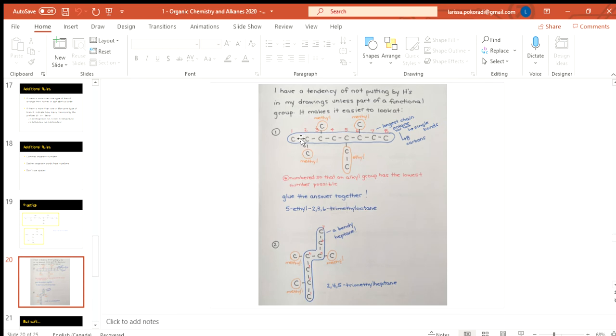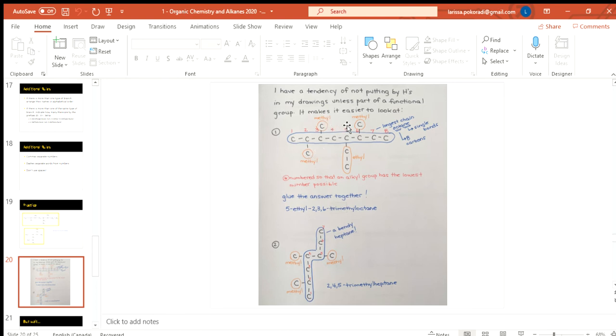So here's all of our info. We've got our octane, we've got our methyls, got our ethyl, and now we have all of our numbers. So we have all of our information. We just need to glue it together and make a name. So if we're following that first rule, we've got 2 different types of branch. Ethyls will come first, just because E is alphabetically first before methyl, M. So we'd have a 5-ethyl at the start of our name.